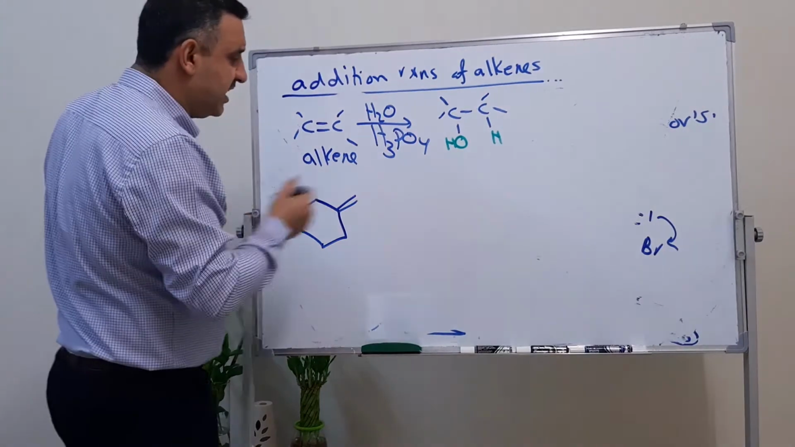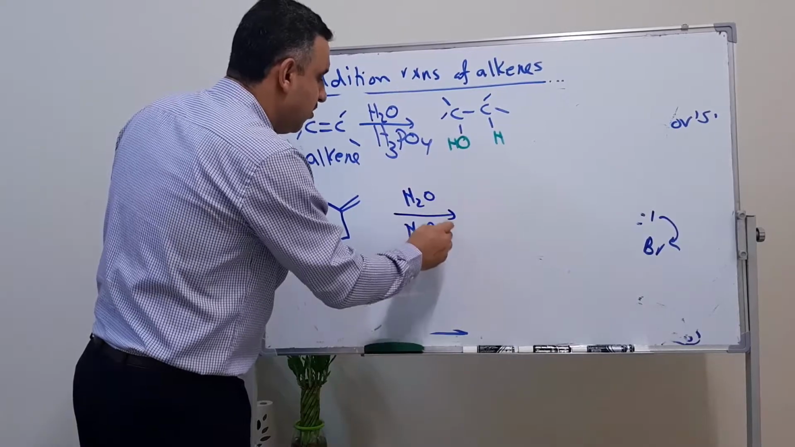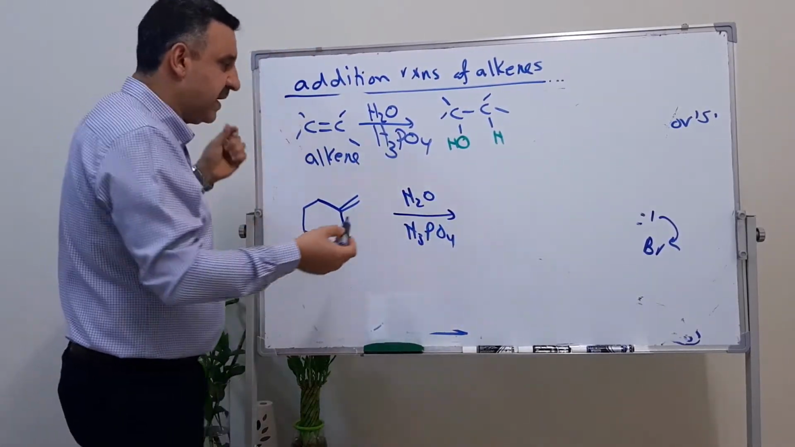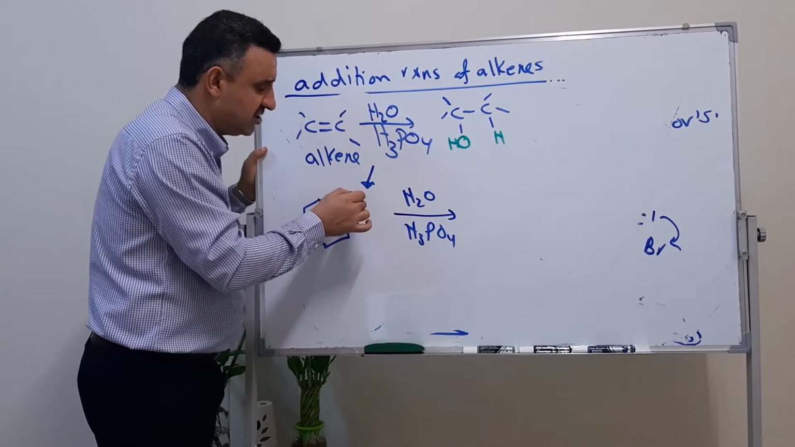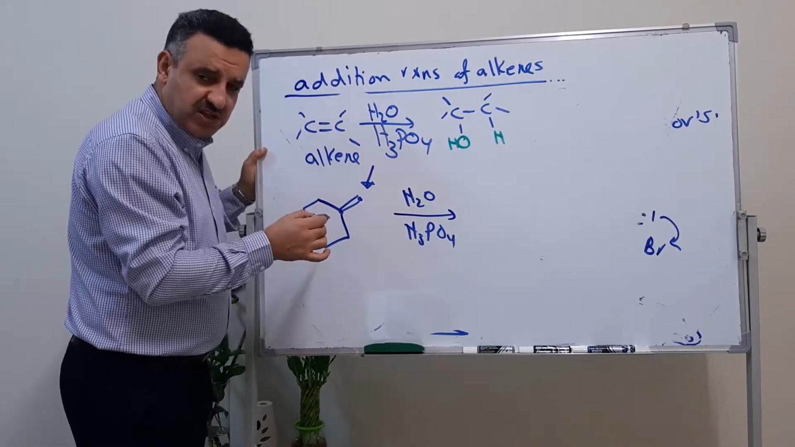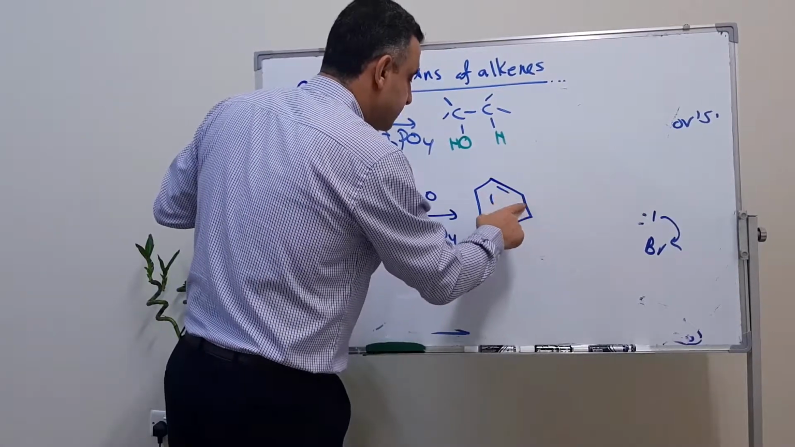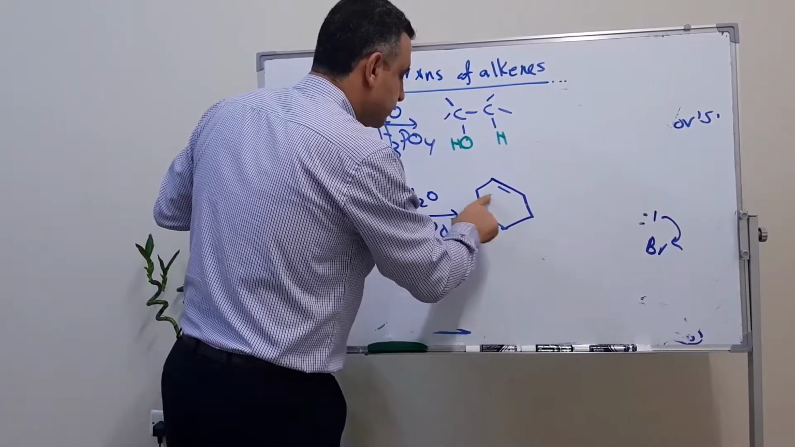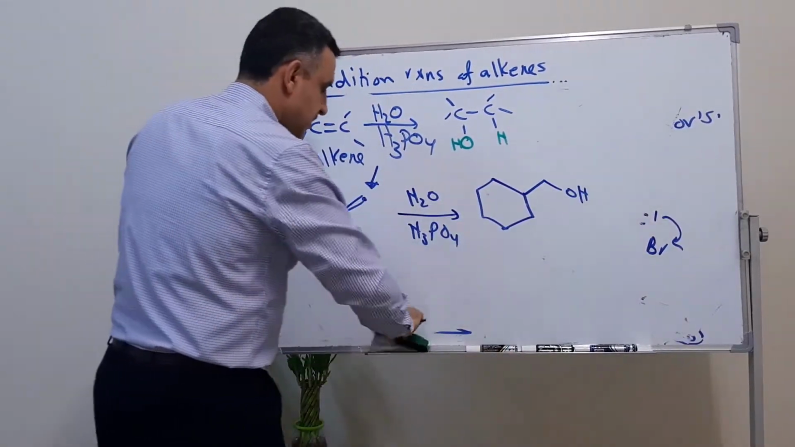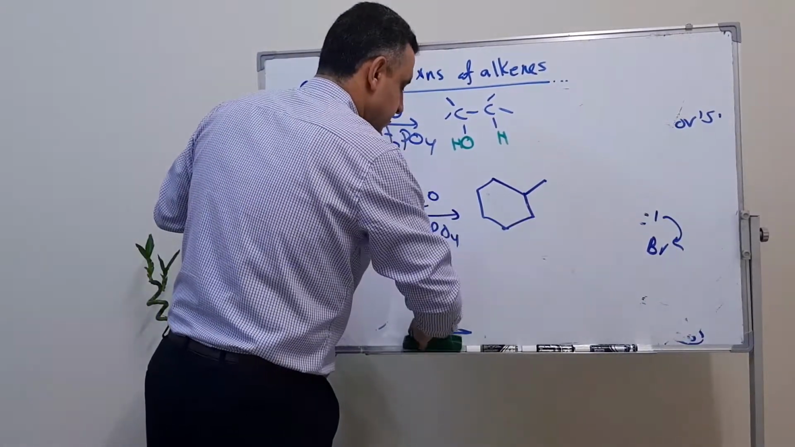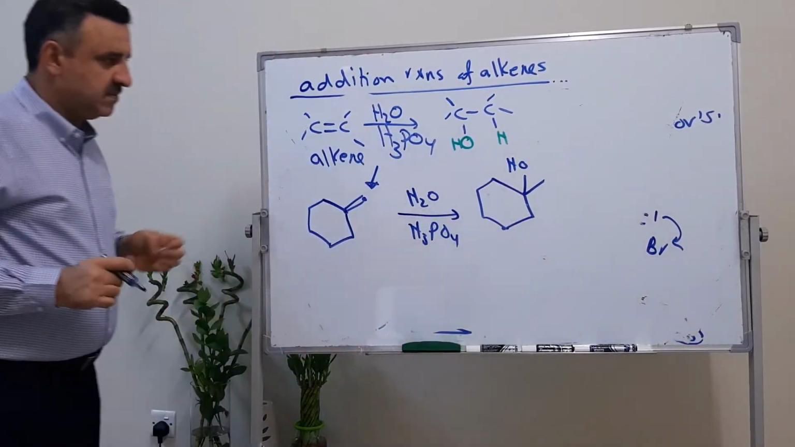Anyway, if we have this alkene and we allow it to react with H2O in the presence of H3PO4, what should we expect? The hydrogen should add itself to this carbon, because this carbon is connected to 2 hydrogens, while this carbon is connected to 0 hydrogens. So this is the product we are going to get. This is the alcohol we are going to get. Do you follow me?